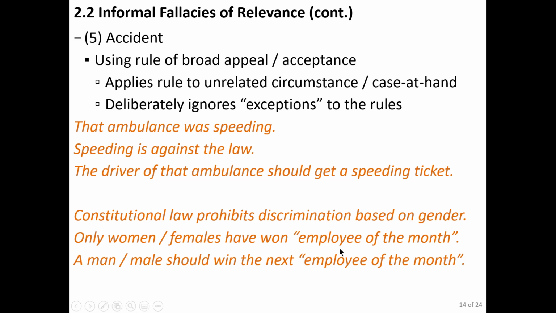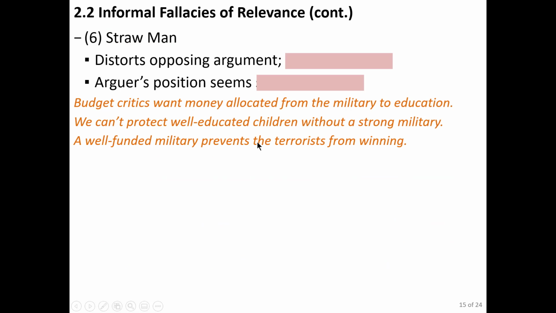Only women or females have won employee of the month at my workplace. A man or male should win the next employee of the month. Yeah, well, you can say that there is discrimination in the workplace, but that's not necessarily what's going on in a situation where someone may have earned Employee of the Month or earned an award, right? You can't just take a broad rule and say, oh, you're violating my X number amendment rights, so therefore I need to be vindicated somehow. That doesn't work in that case. It just so happens there are all kinds of exceptions to the rules.